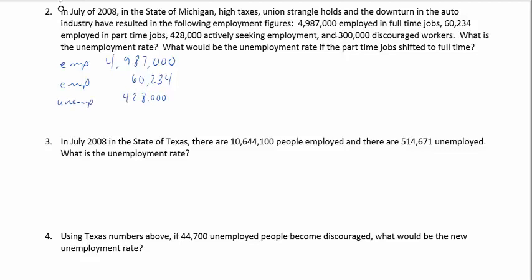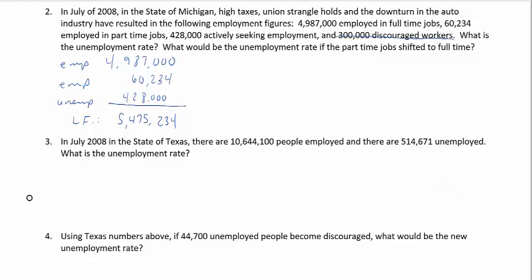And 300,000 discouraged workers, we don't include them. So our labor force is going to be these three numbers added together. So 4,987 plus 60,234 plus 428. Hang on, I messed up. Plus 428. I may have pushed the wrong button, but I'm pretty sure this is right. If it's not, we're still going to use that number.